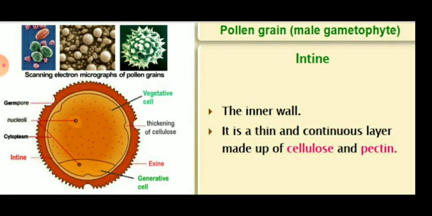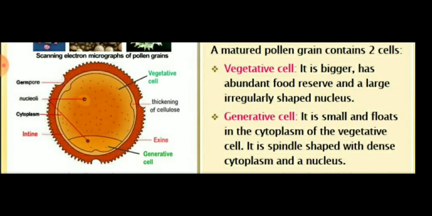The innermost layer, the intine of the pollen grain, is a thin and continuous layer made up of pectin and cellulose. Children, this is the wall structure, exine and intine.